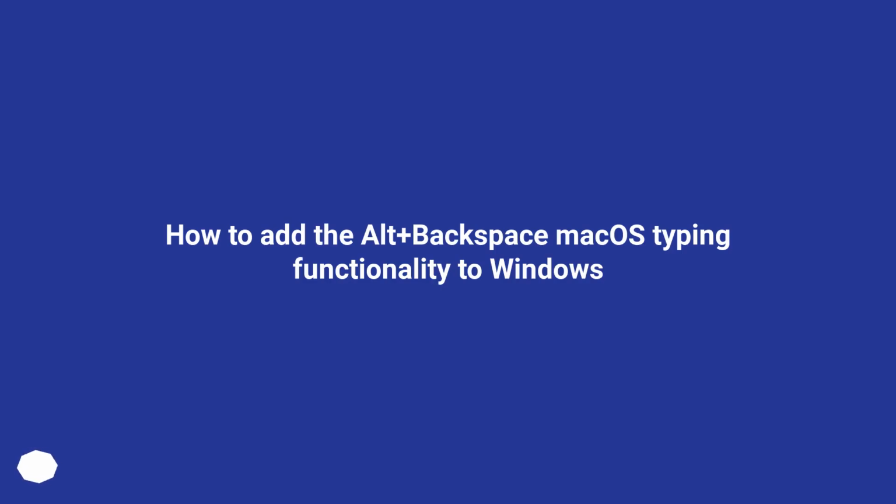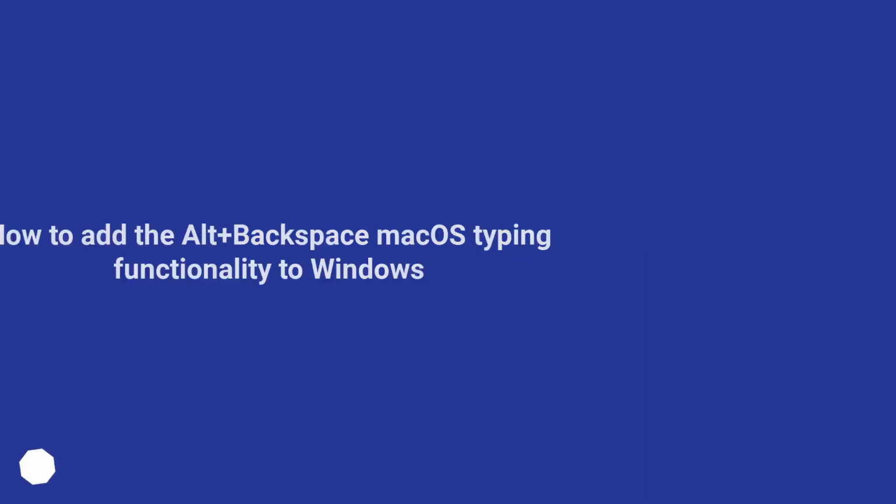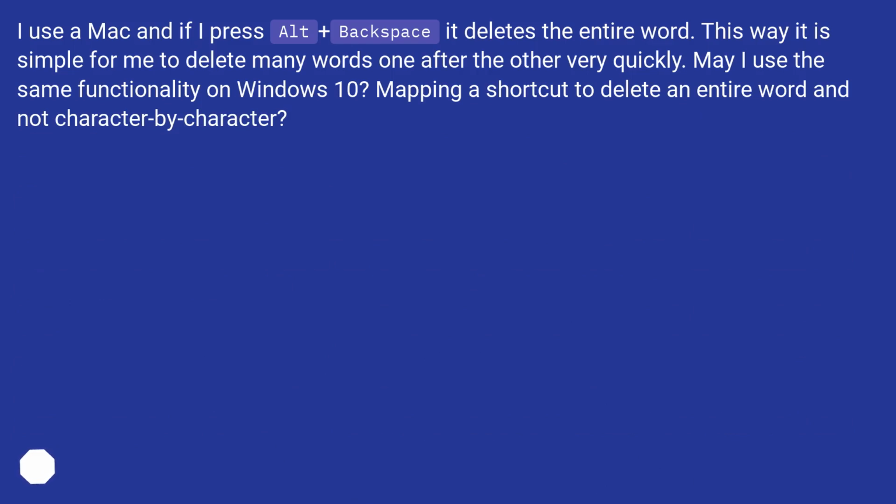How to add the Alt+Backspace macOS typing functionality to Windows. I use a Mac, and if I press Alt+Backspace it deletes the entire word. This way it is simple for me to delete many words one after the other very quickly. May I use the same functionality on Windows 10? Mapping a shortcut to delete an entire word and not character by character.